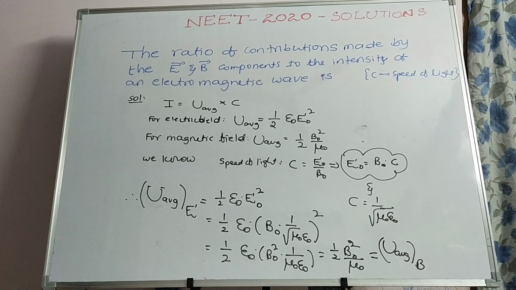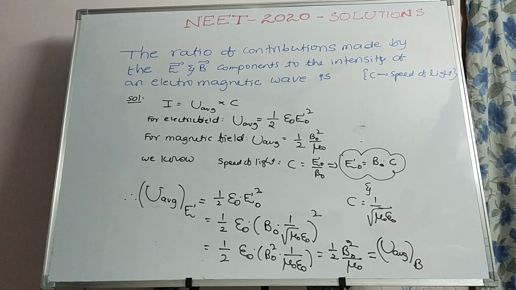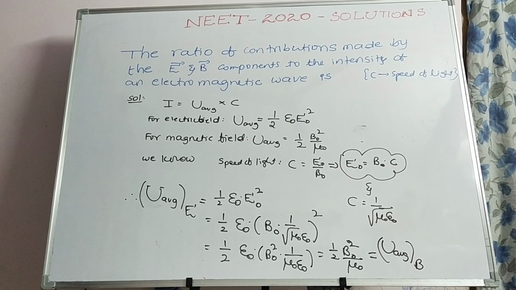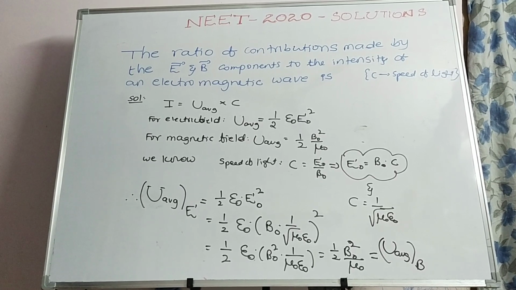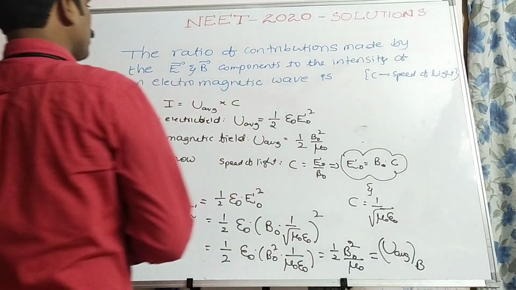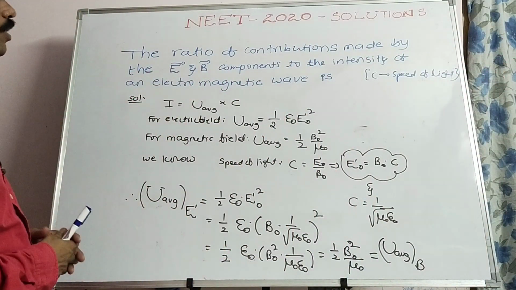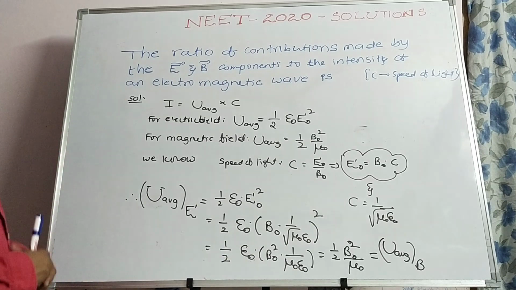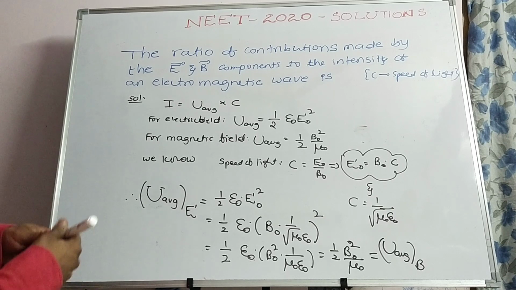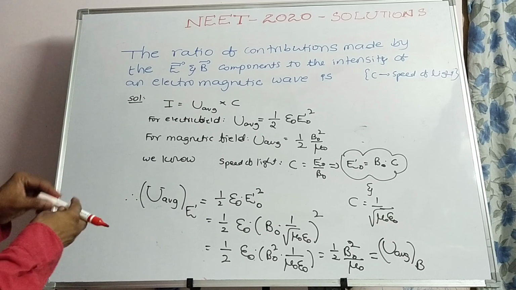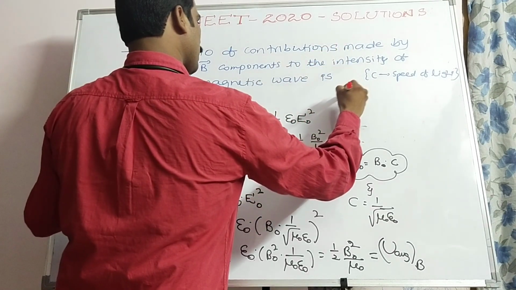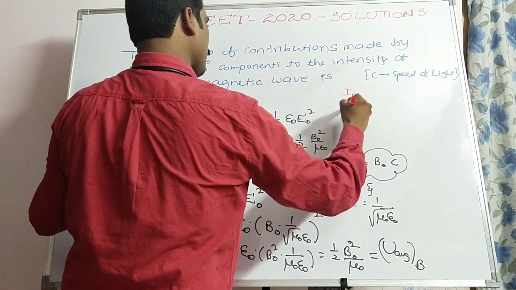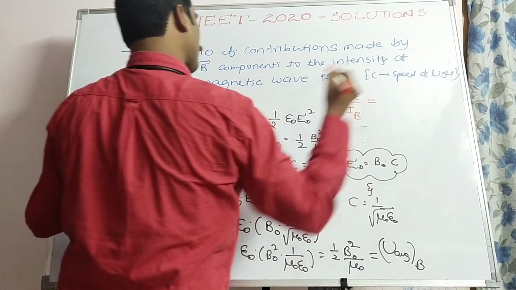Here we have the ratio of contributions made by electric field and magnetic field induction components to the intensity of an electromagnetic wave. We have to find the ratio of intensities, that is intensity IE by IB.